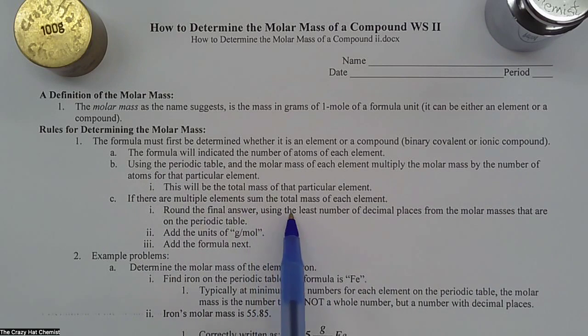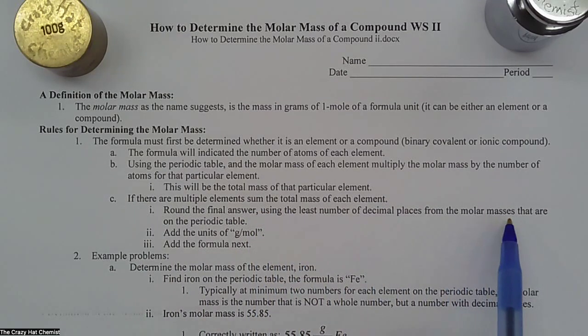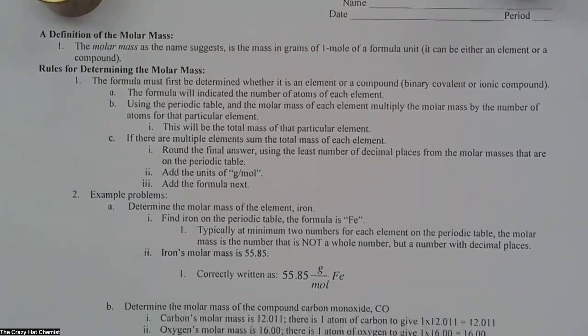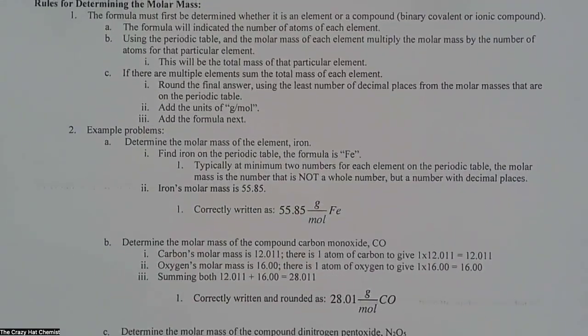Round the final answer using the least number of decimal places from the molar masses that are on the periodic table. Add the units, grams per mole. Add the formula next. Here are some example problems so that you get it correctly. So let me scroll this up here so we can do some of these example problems.